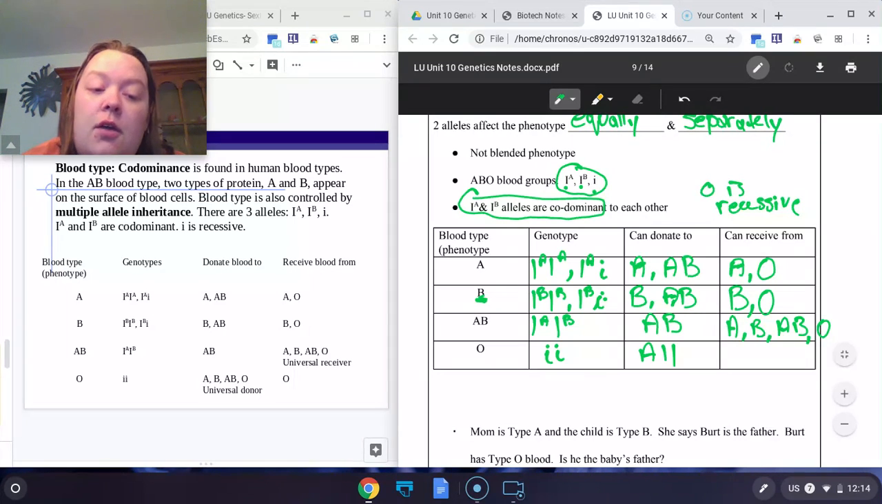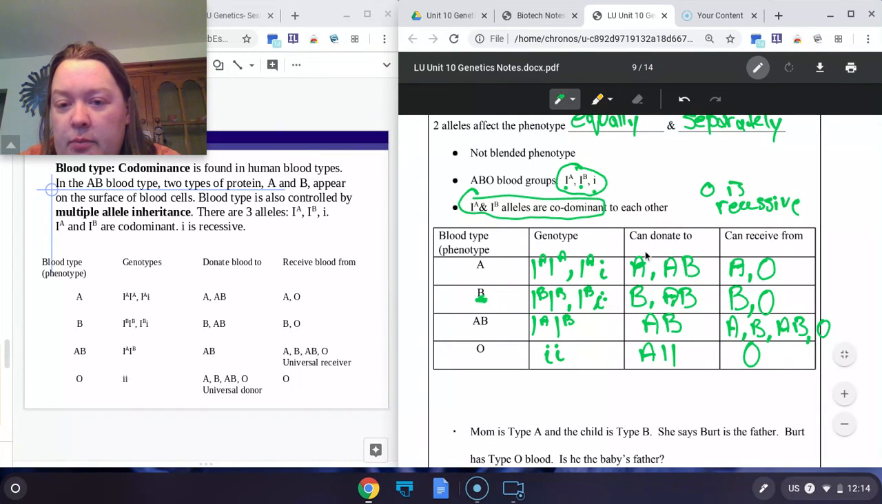However, if you are blood type O and you need blood, you can only get blood from people that are also O. Anybody that has a letter will make you sick. So anybody that has blood with a letter would make you sick. So you can only get blood from people who are type O. So that's one way we can use blood type.